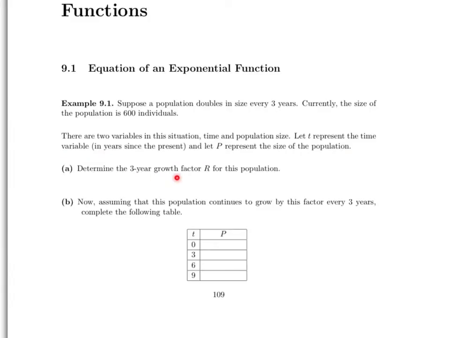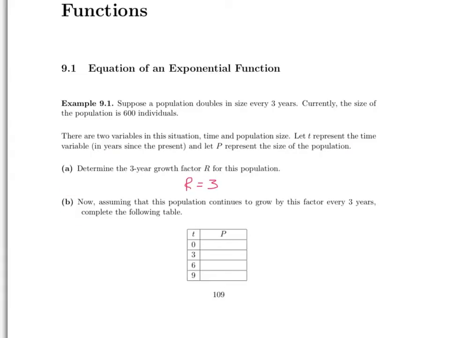Determine the 3-year growth factor, R, for this population. If you recall, a growth factor is a number that you multiply a population value by in order to determine the size of the population at a time in the future. In this case, every 3 years, the population doubles in size. That means every 3 years you would multiply the population by 2 to calculate the population later on. So in this situation, the growth factor R is 2.